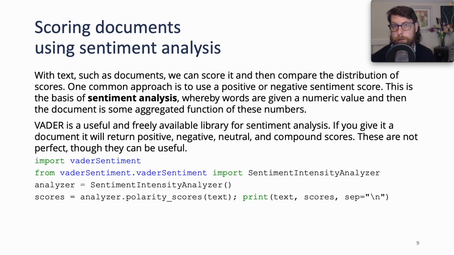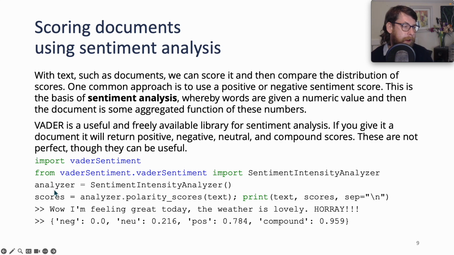The actual scoring for the sentiment in Vader was done through crowdsourced workers, so asking, is this word a positive word or a negative word? And then it was put together as this model that you can use to score text. The way it scores text is to give it polarity scores. It gives 4 scores: a positive, a neutral, and a negative score, and then a compound score, which is a combination of all of those different scores in a weighted way.